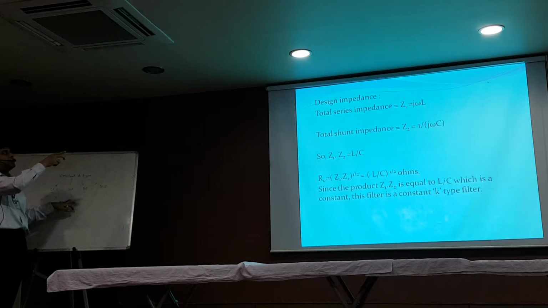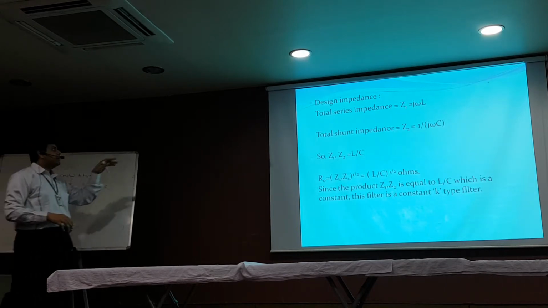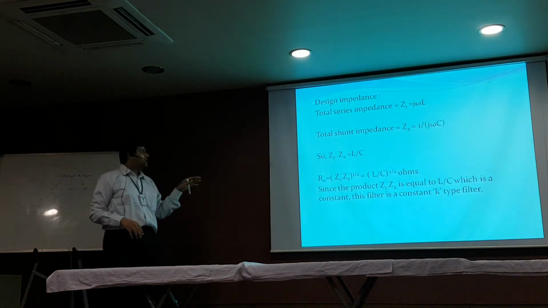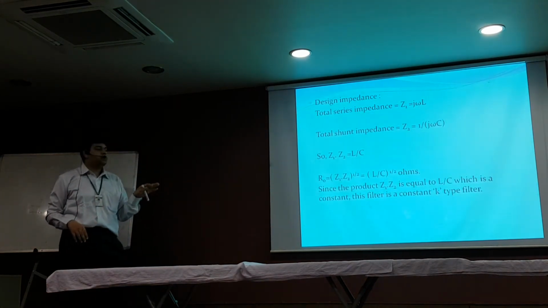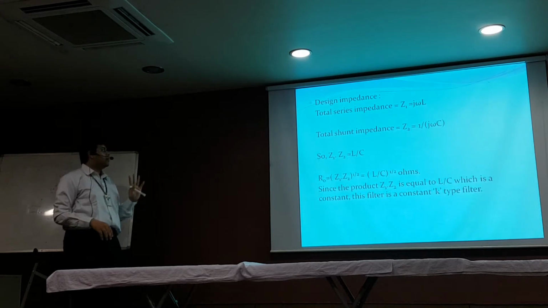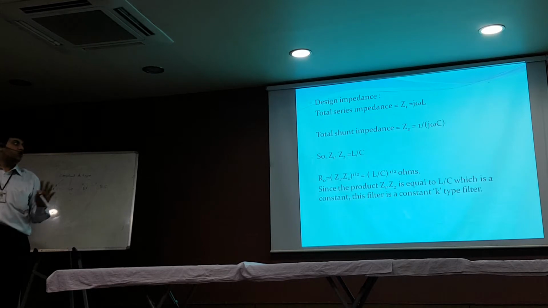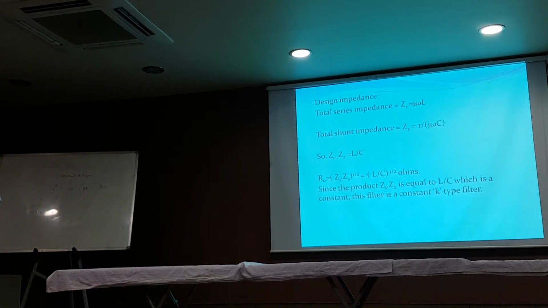Whereas when we are going to go for the high pass filter, this is going to become reverse. The Z1 value is going to be the one which is now at Z2, and the Z2 value is going to be the one which is now at Z1. So finally, when we multiply the two, Z1 Z2 is going to become L by C. So R0 is equal to under root of Z1 Z2, which is equal to under root of L by C ohm. And here we conclude that since the product of Z1 Z2 is equal to L by C, which is going to be some constant value, that is why it is known to be a constant K type filter.